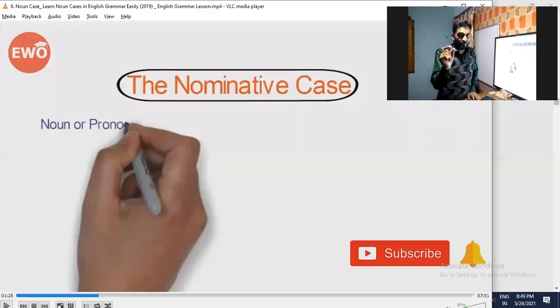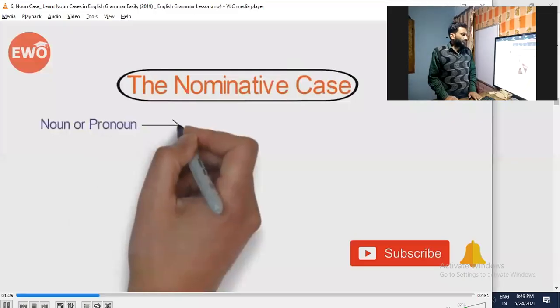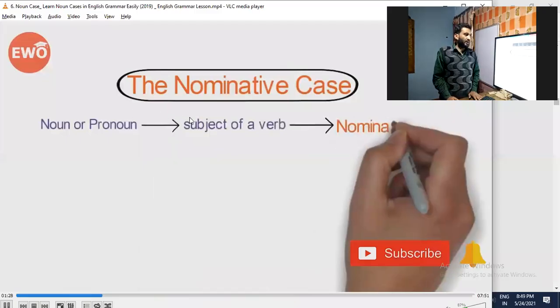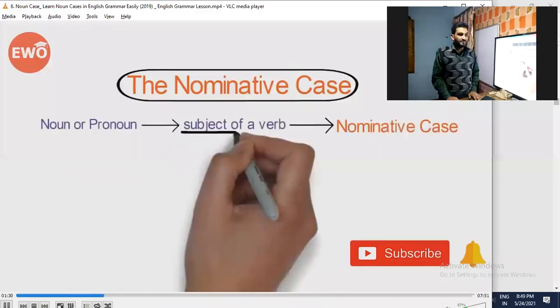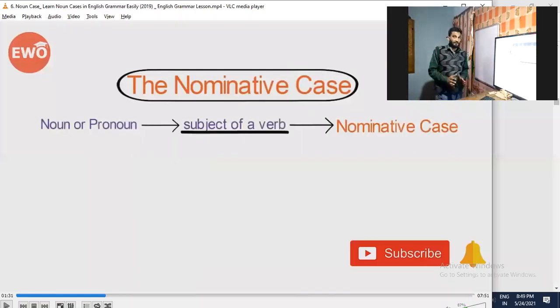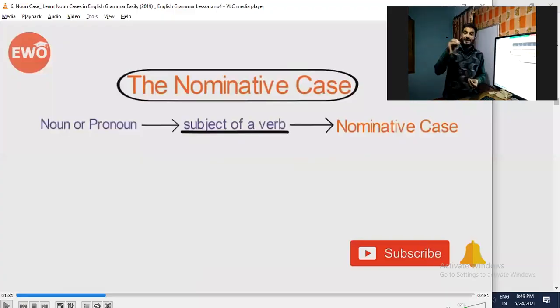Nominative also has another title, that's subjective case. We can call nominative also as subjective case. When a noun or pronoun is used as the subject of a verb, that is called the nominative case. This is very important. As I told you, we have 5 cases of a noun or a pronoun. The first is the nominative case. So what is a nominative case? The noun is in a nominative case when it is used as the subject of a verb.